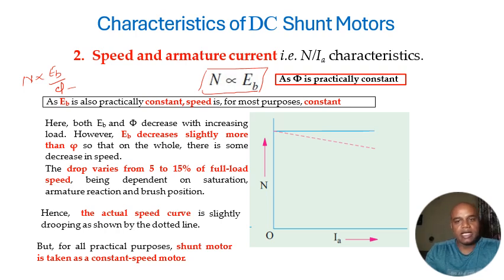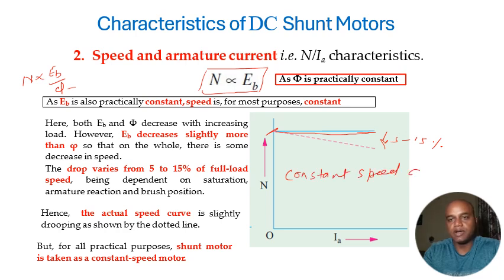However, as I increase the load, there is one phenomenon that occurs in the DC motor, which is the armature reaction. Because of that, the EB slightly gets dropped. So the speed of the DC shunt motor, from no load where IA is 0 going towards full load, drops 5 to 15% depending on the motor capacity. Otherwise, ideally it remains constant. Therefore the DC shunt motor is also known as the constant speed drive.